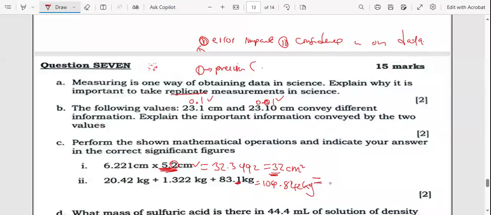So you say 104.8, okay? Because of the 1 which was there, I will put this. That's what we do for addition and subtraction. Okay. So for multiplication, you just follow the number of significant figures like that. Hope this is sweet for you. This is nice and sweet.